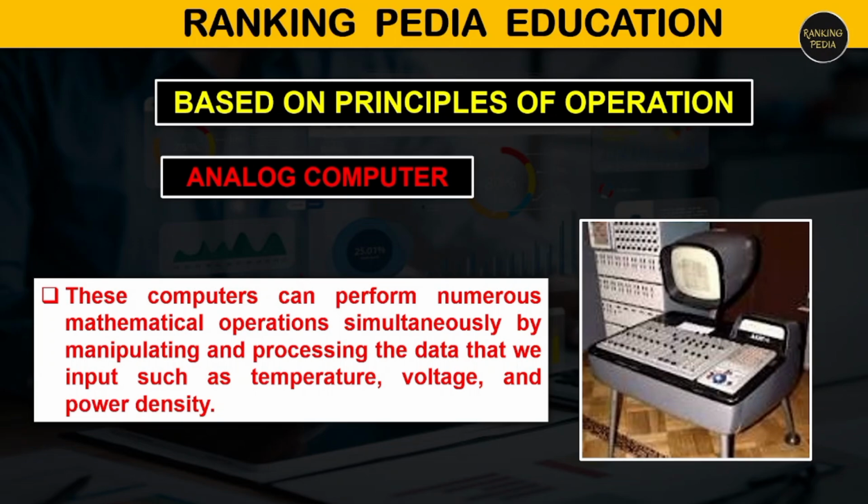An analog system works on continuous variables for the purpose of mathematical calculation and computation. The result given by these computers is only approximate, since they deal with quantities that vary continuously. As I have told you, these quantities are what we give as input, such as temperature, voltage and power density.